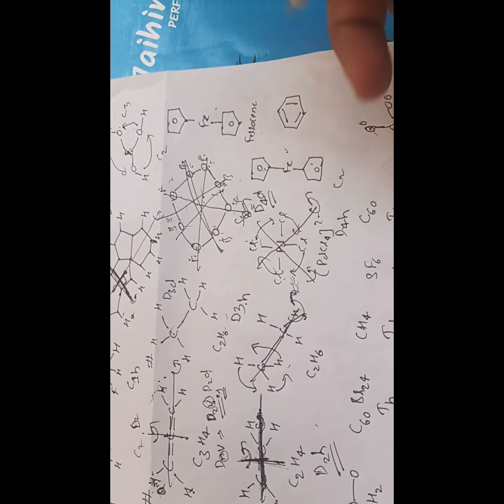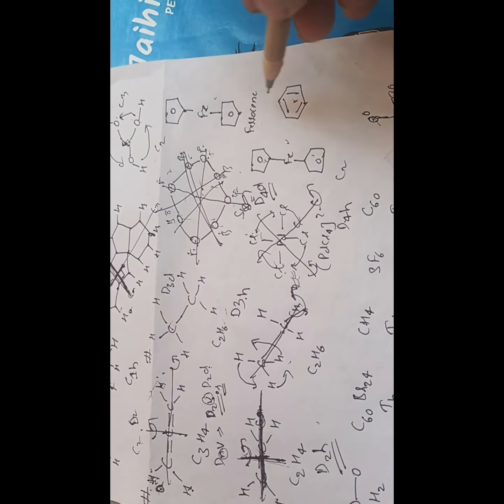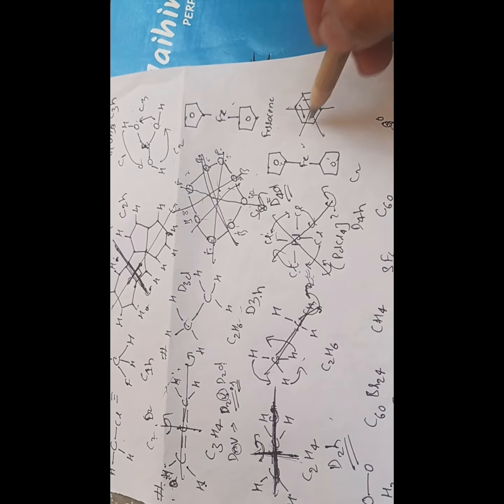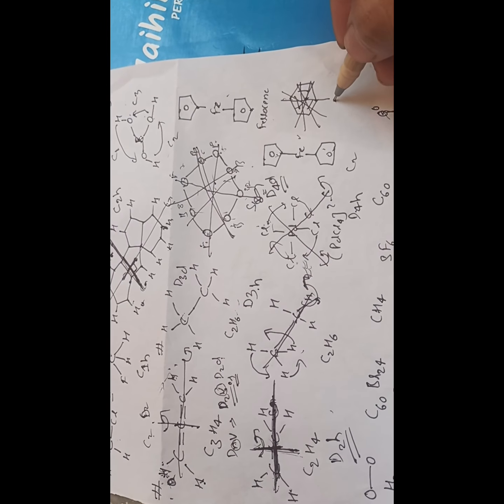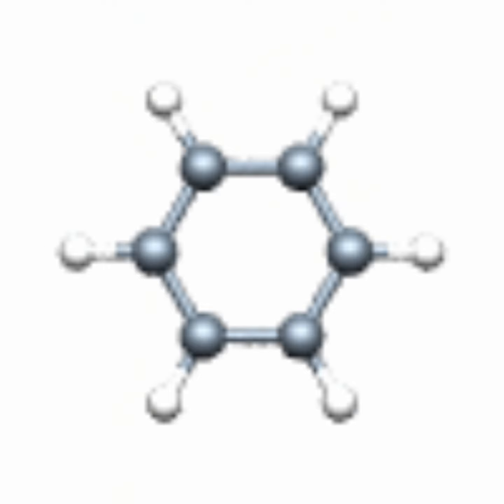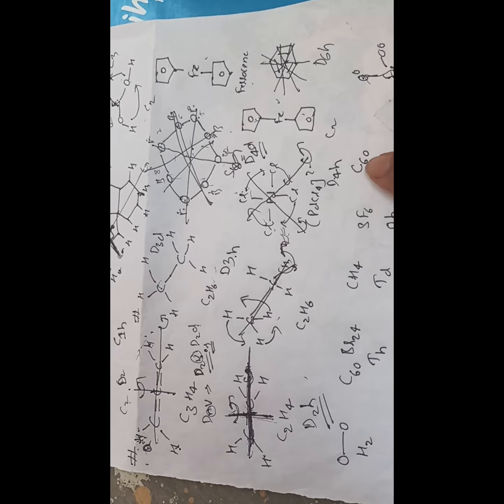Next, D5h, and this is for benzene. Already I took this 1, 2, 3, 4, 5, 6. So this will be 6, hence this will be D6h, or you can take it as C6h also.